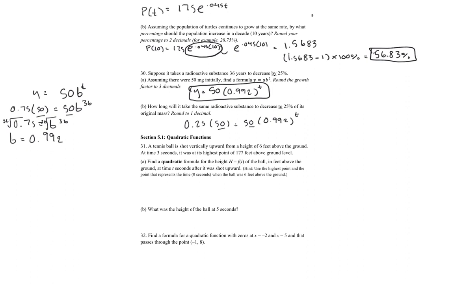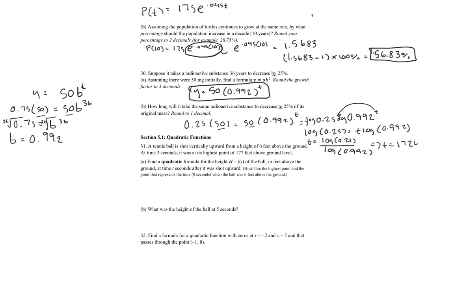So then we can divide by 50 on both sides, and then we'll be left with 0.25 is equal to 0.992 to the t. And then we can use our handy log rules, since if we take the log of both sides, we know that if we have something in the log that's being taken to an exponent, we can just bring it out in front. And so then we'll have log of 0.25 is equal to t log of 0.992. And so then we can just divide by log of 0.992 on both sides. And so then we'll get t is equal to log of 0.25 over log of 0.992, or if we evaluate that, we'll get like 172.6 years.